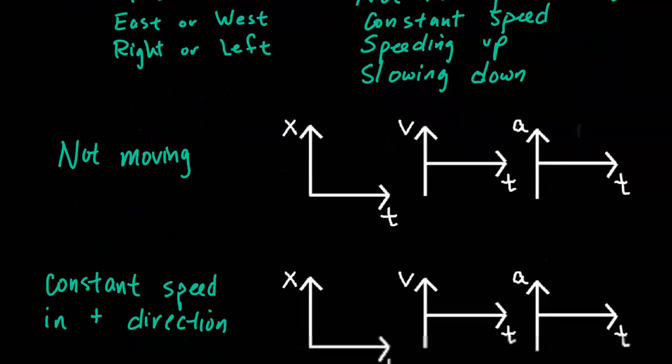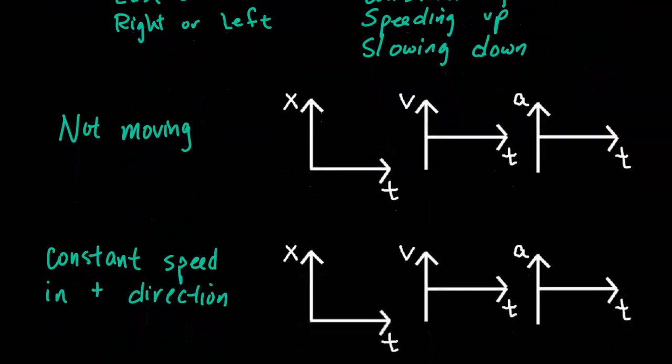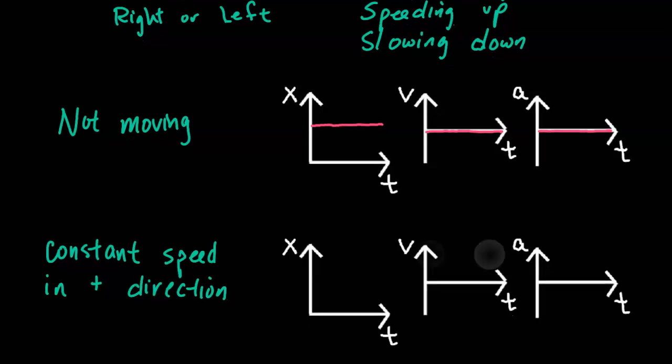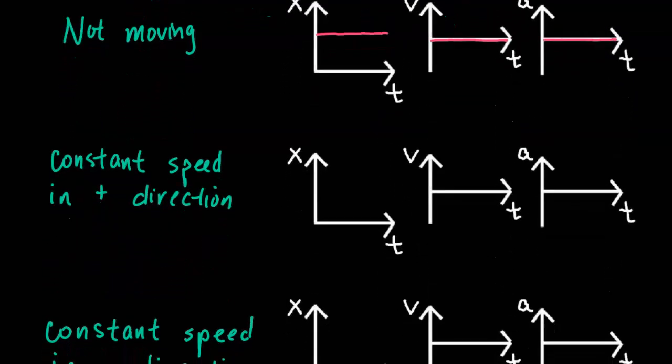We'll start with an example of an object that's not moving. So if it's not moving, on the position graph it's just going to be a horizontal line. The velocity will be 0, and the acceleration is 0 because the acceleration has to do with the change in velocity over time.